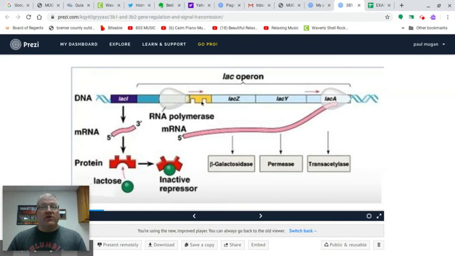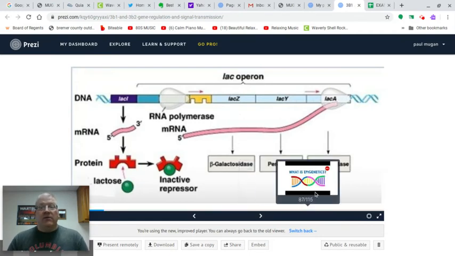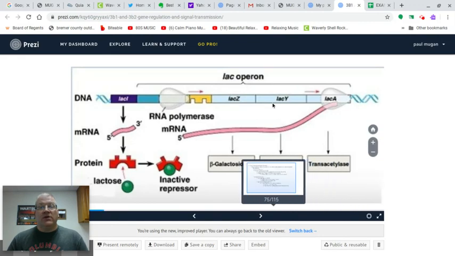Once its shape is changed, it can no longer attach to the DNA at that spot. So it is now disconnected from the operator site. Now the RNA polymerase, as you can see, is free to move downstream, producing all three of these enzymes. These three enzymes then have a function in digesting lactose.